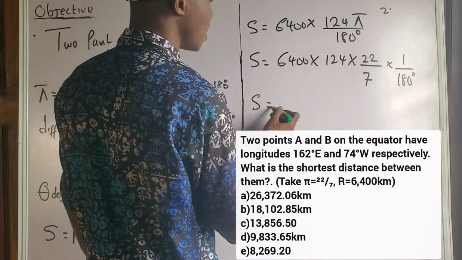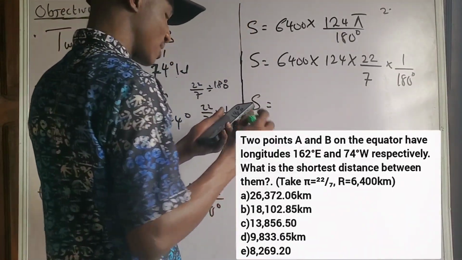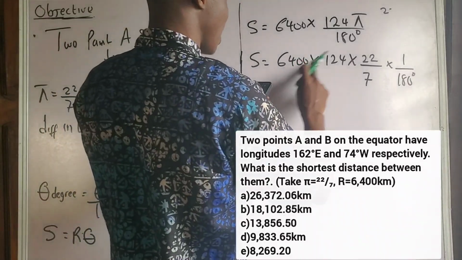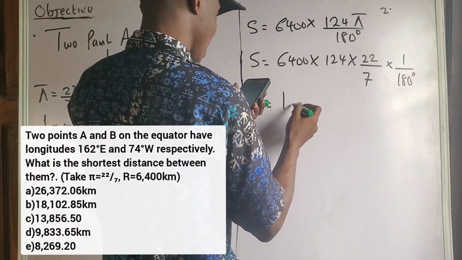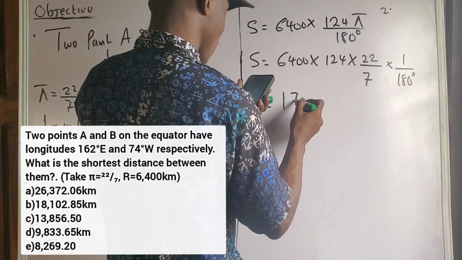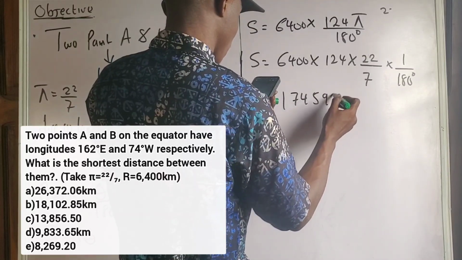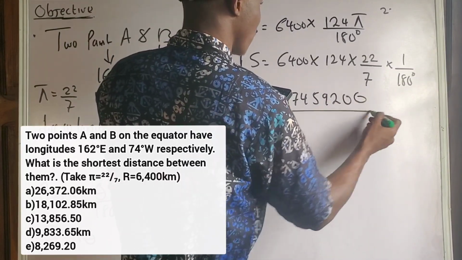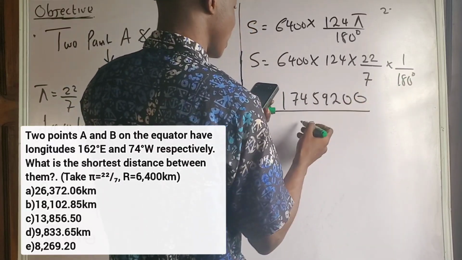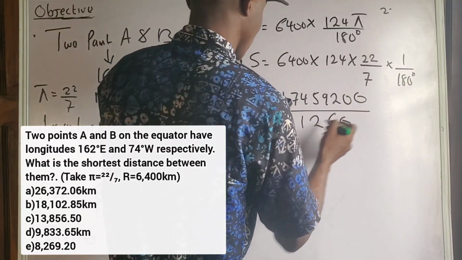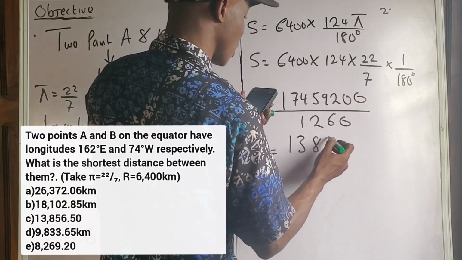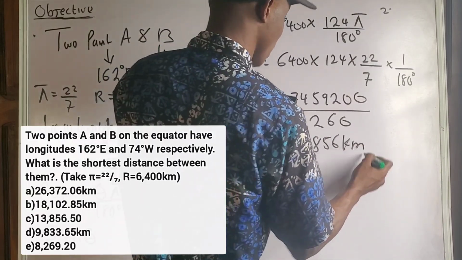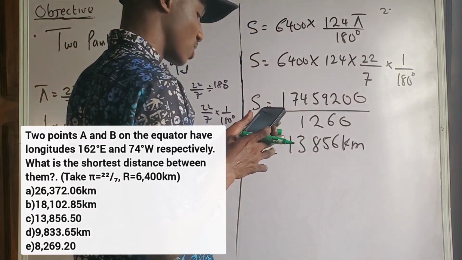So the shortest distance is equals to, now you can take their product, this times this times this, you're going to have 1,745,9,200 all over 7 times 180 degree, that is what? 1,260. So the shortest distance is equals to 13,856 kilometers. Okay?